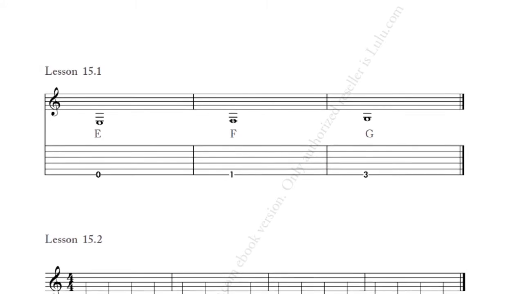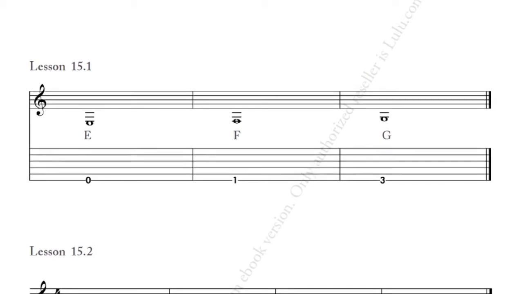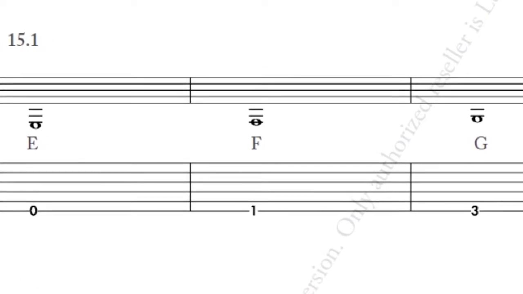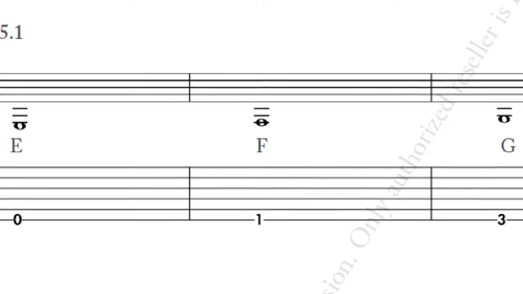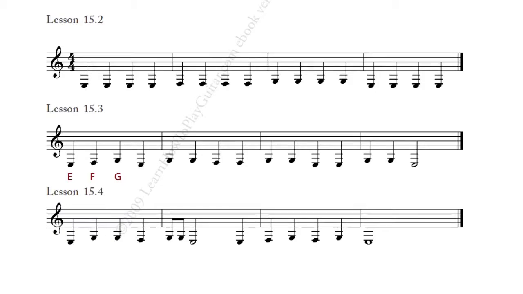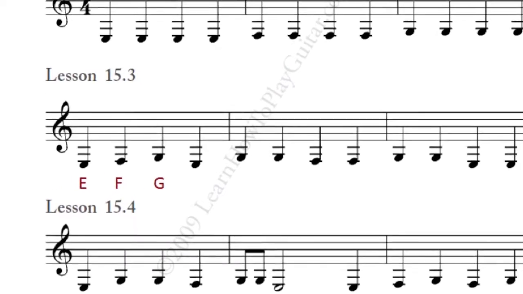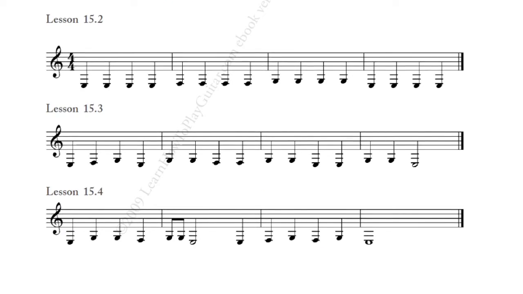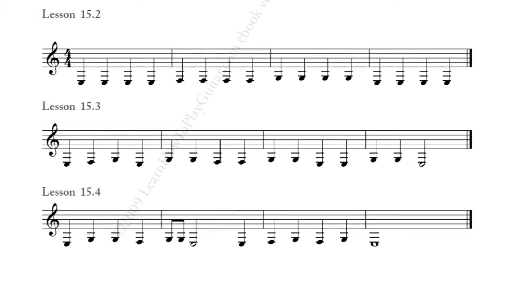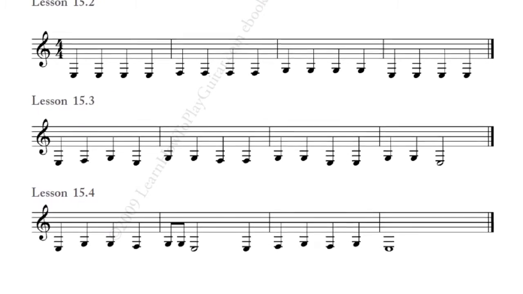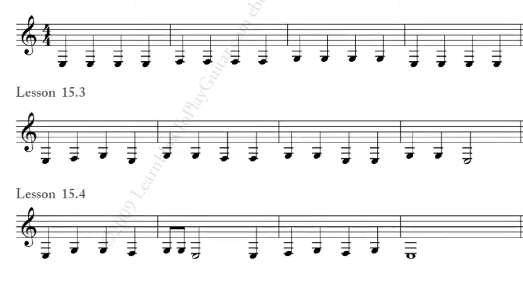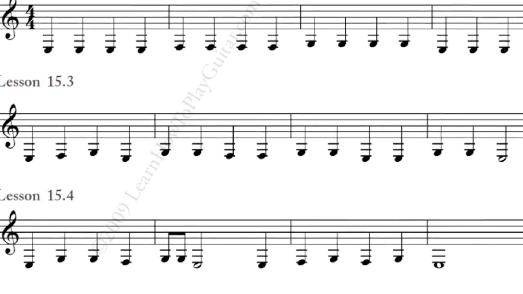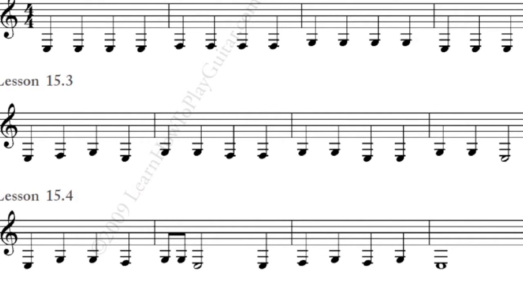So we have our open E below the 3rd ledger line, 1 fret higher, because E and F are always 1 fret apart, F on the 3rd ledger line, and then G below the 2nd ledger line. So if we look at lessons 15.2 and 15.3, I'll do 15.3 right now. We have E, F, G, E, G, G, F, F, G, G, E, E, G, G, E.